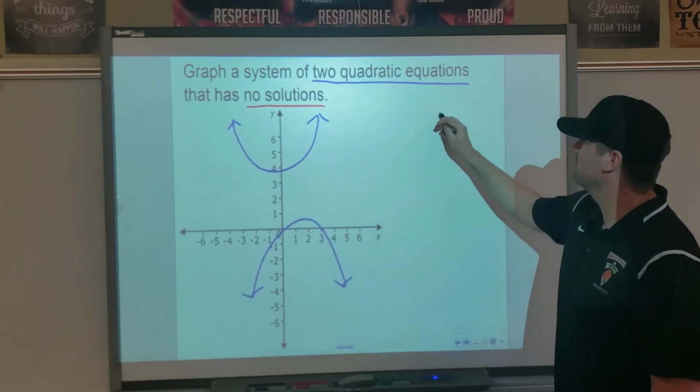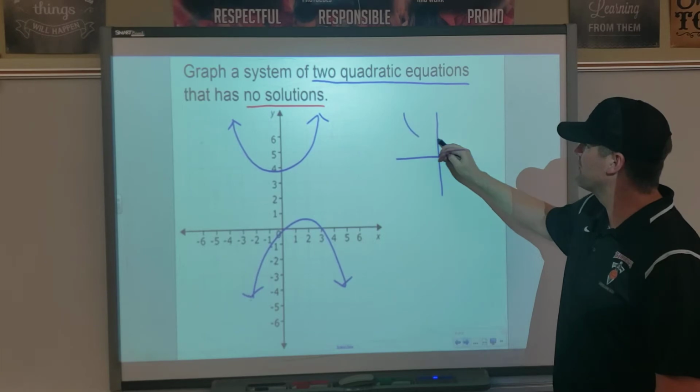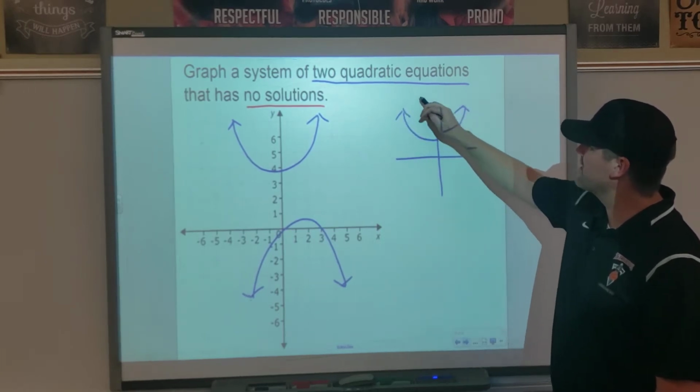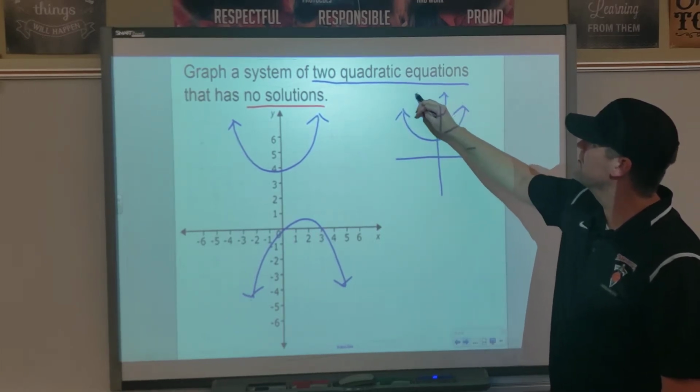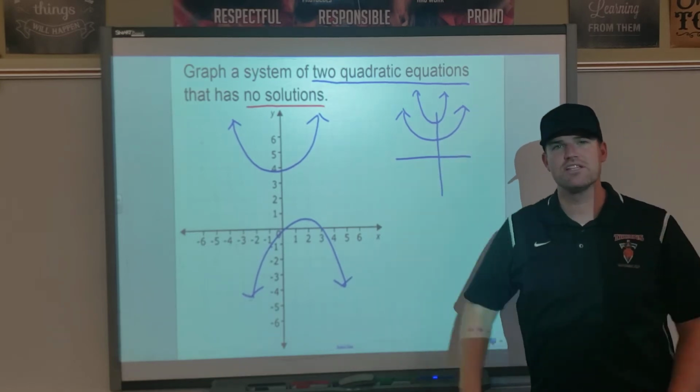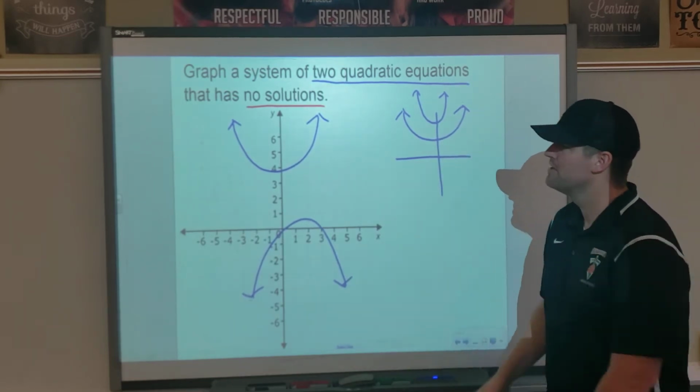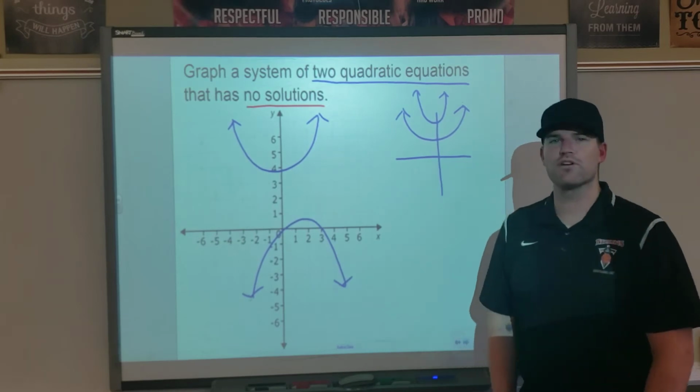You could get even more unique. You could do one that opens up, and then you could do a second one that also opens up, but is skinnier, right? So those two would also never touch. That's just a second example. Either of these graphs would work for this problem.